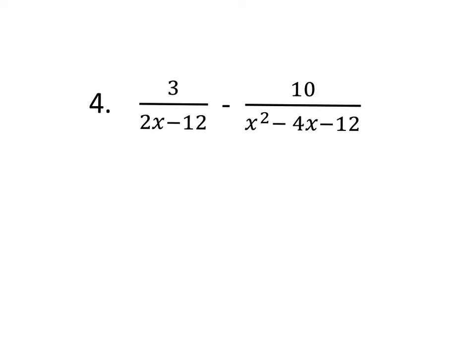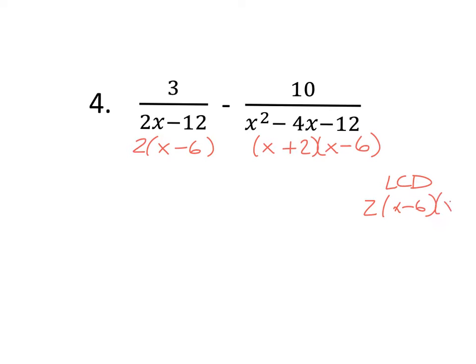This fourth one, we need to completely factor everything on the bottom. So this one here, greatest common factor, I could take a 2 out, which leaves me with x minus 6. This one is not a greatest common factor. It's not a perfect square trinomial. I'm going to start with x and x. Factors of 12, I've got to get a negative 4. Use 6 and 2, so minus 6 plus 2. So therefore, my least common denominator would be the 2 times x minus 6 times x plus 2.